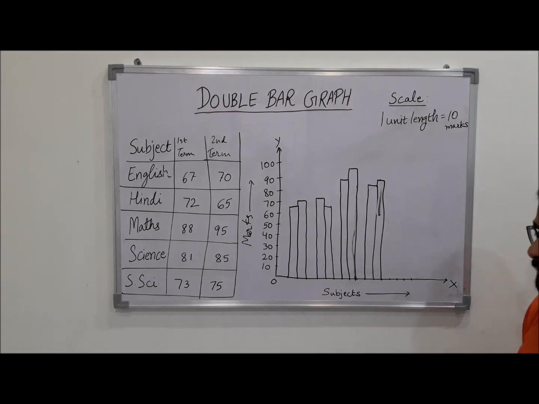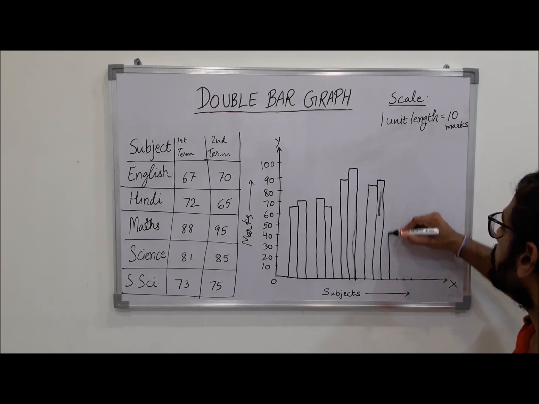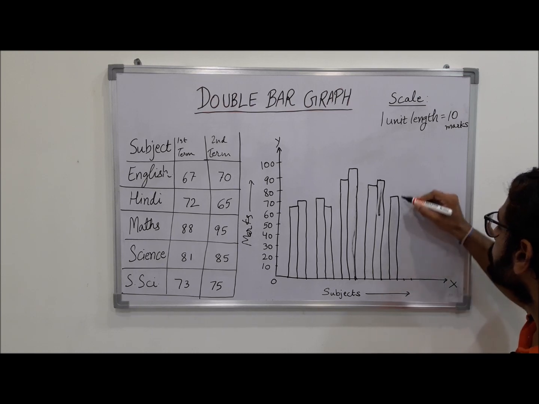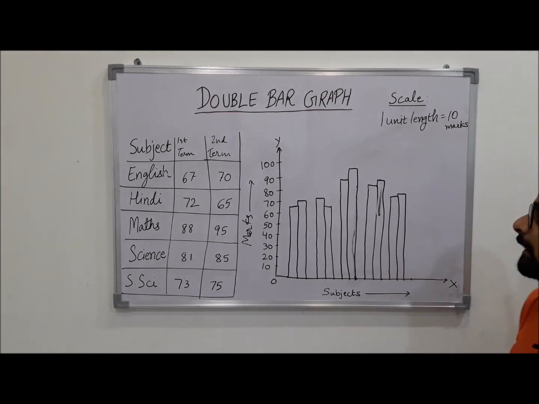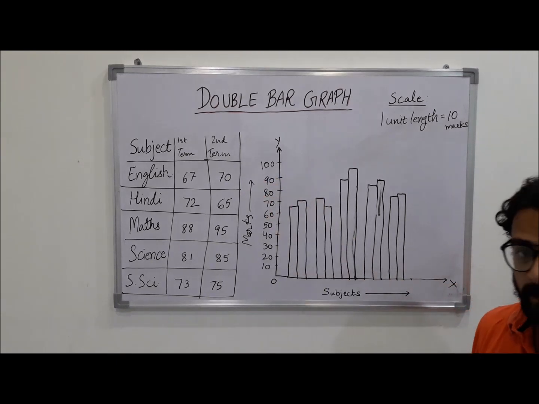Next, social science, 73 and 75. 73 and 75. Okay, I have drawn the bars for the given data.